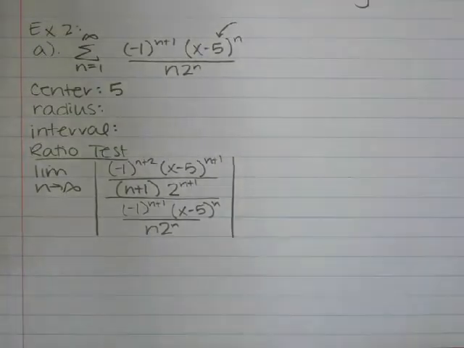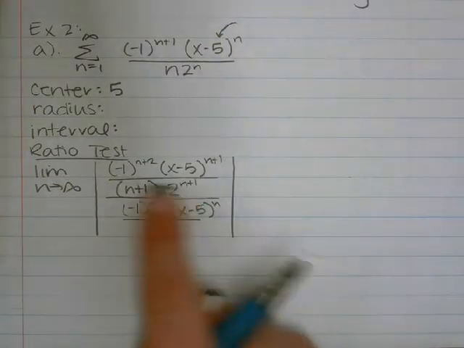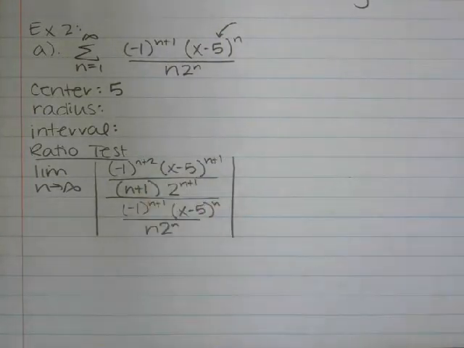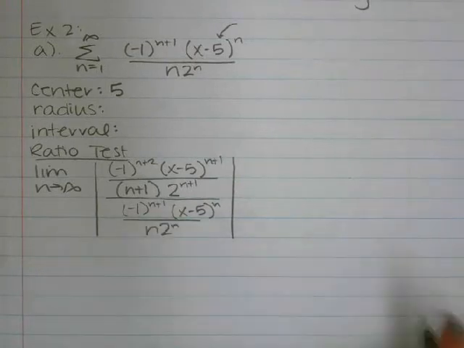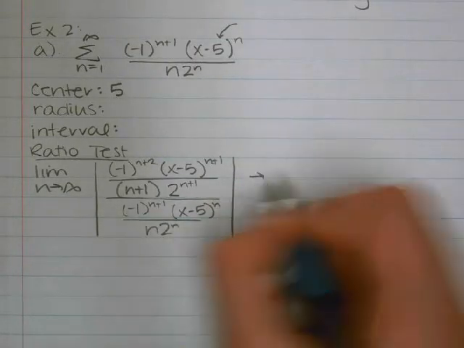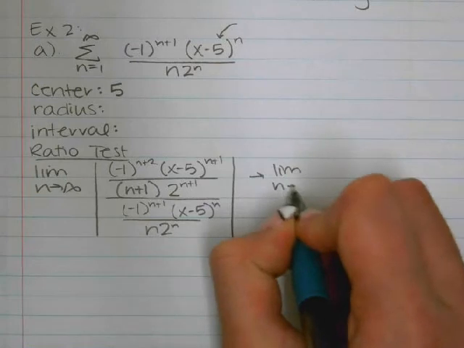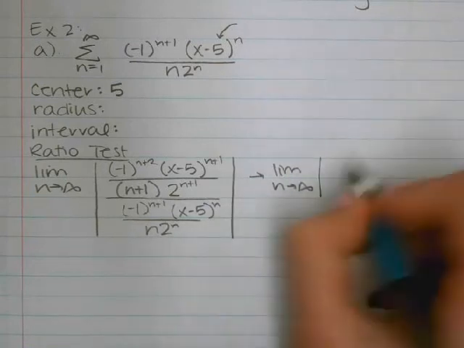So in the ratio test, we always have the +1 version on top. Any place we see an n on the bottom, we have the regular version. So I'm going to go ahead and multiply this by the reciprocal.